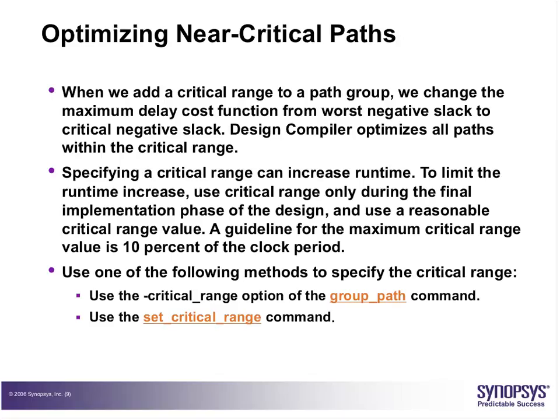Now let's say you want DC not to stop at 0 WNS. Let's say you want DC to fix timing till plus 100 picoseconds. It can be a special requirement for a particular core. So there's a concept called critical range. Critical range is the parameter that defines the maximum delay cost function. When we add a critical range to a path group, we change this function from WNS to critical negative slack. By default the target is WNS for each path group to be 0, but by applying this critical range we are changing the maximum delay cost function from WNS to CNS, critical negative slack, and DC will optimize all paths within this critical range.